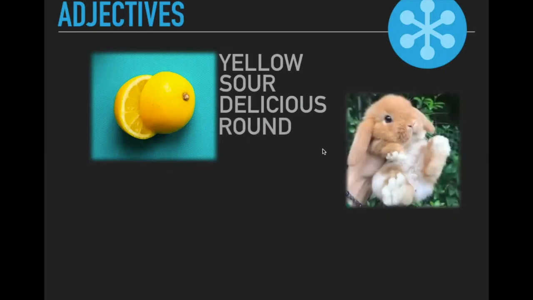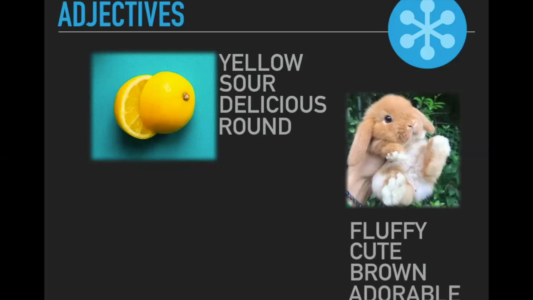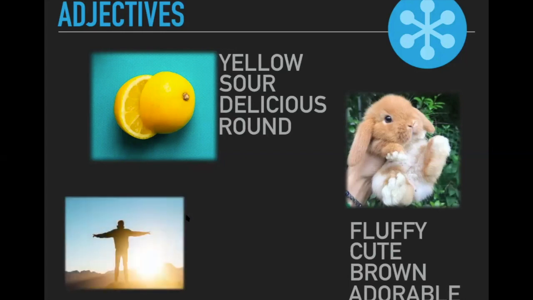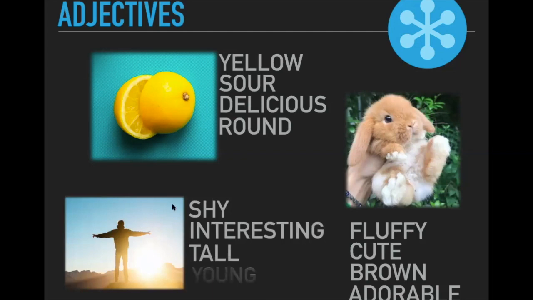And here we have a bunny. So we can say that it's fluffy, that it's cute, adorable, brown. So we can talk about the texture, the color again. And when we talk about people, of course, it is more complex to describe a person. So we have adjectives like shy, interesting, tall, young. So as you can see, we can talk about personality, but also about physical appearance.